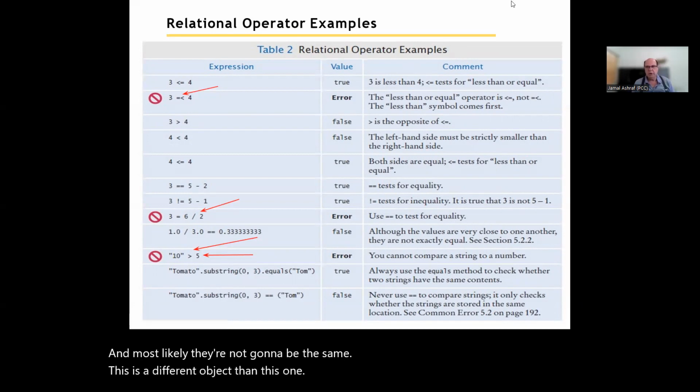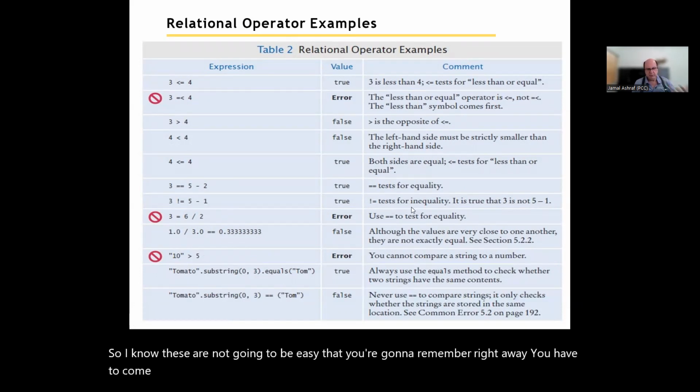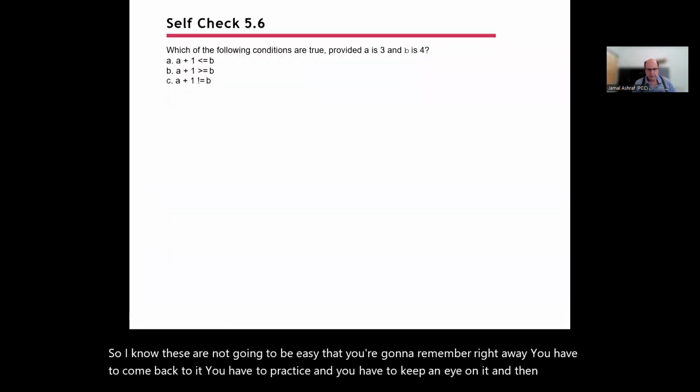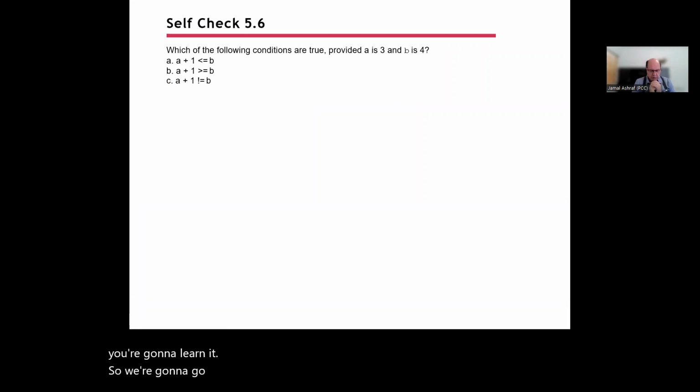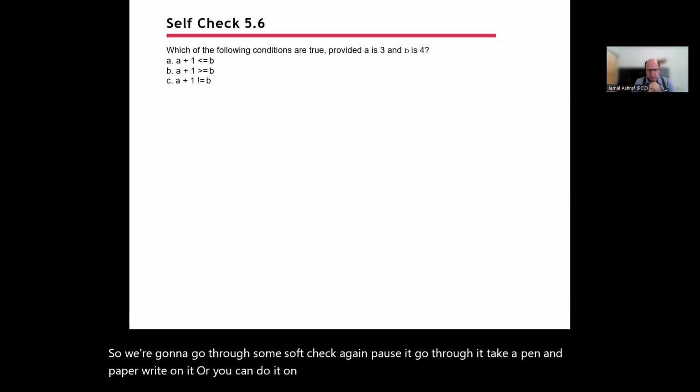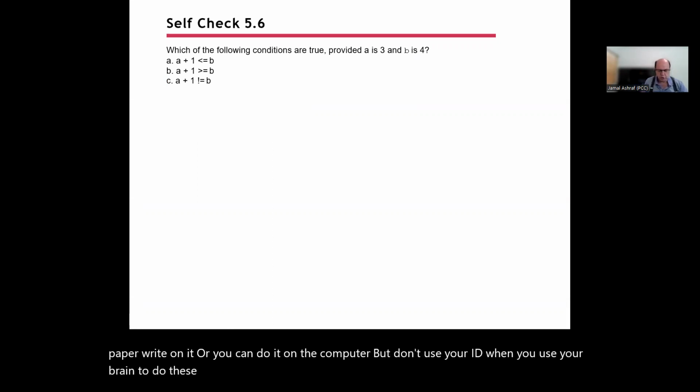So I know these are not going to be easy to remember right away. You have to come back to it. You have to practice, and you have to keep an eye on it, and then eventually you're going to learn it. So we're going to go through some self-check. Again, pause it, go through it, take a pen and paper and write on it, or you can do it on the computer, but don't use your IDE. Use your brain to do these things, to be sure that you understood the materials we covered.